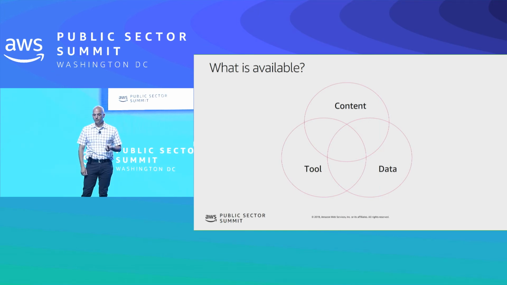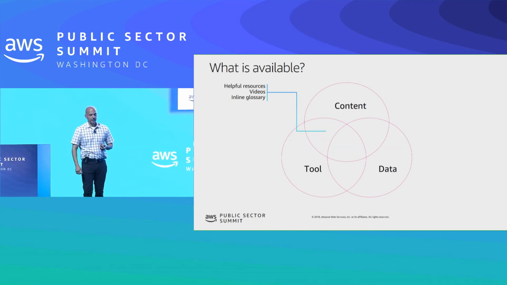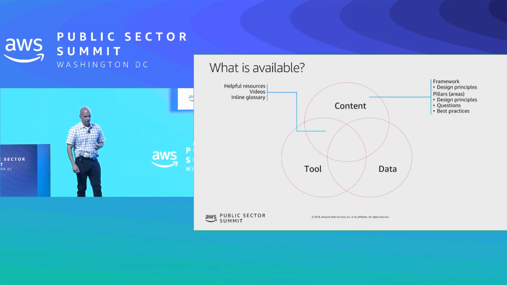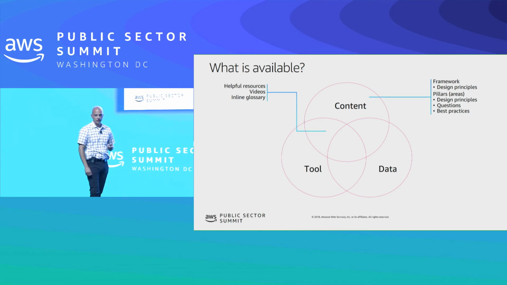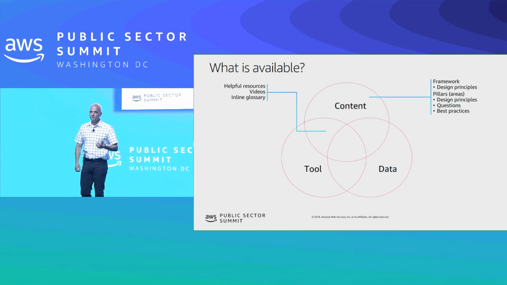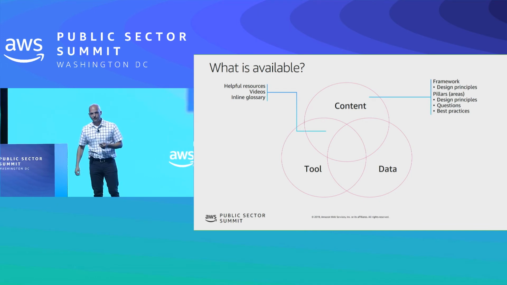This is going to build out one. I like Venn diagrams, so I saw this and I was like, I got to have this. So there's a whole bunch of stuff with the Well-Architected Framework. There's content, there's tools, and there's data. Inside of the content, there are resources, videos, framework design principles, and white papers galore. I know everyone likes to read white papers. I do. That's how I fall asleep.